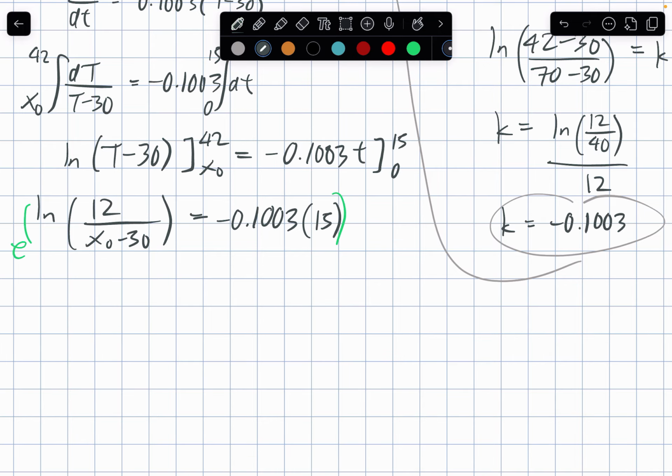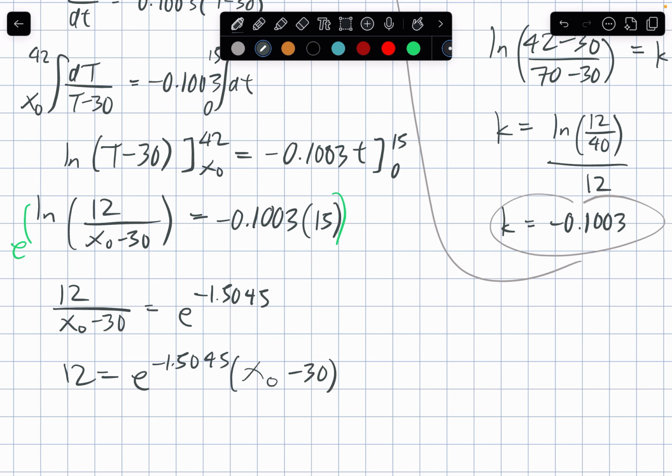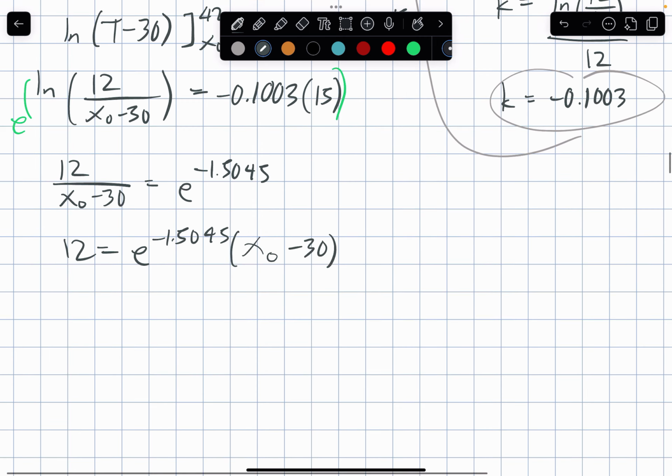Apply e on both sides. e raised to, what is 15 times 0.1003? Negative 1.5045. Okay, 12 is equal to e raised to negative 1.5045 times x sub o minus 30. Distributive property.